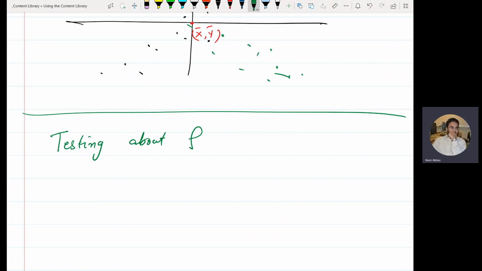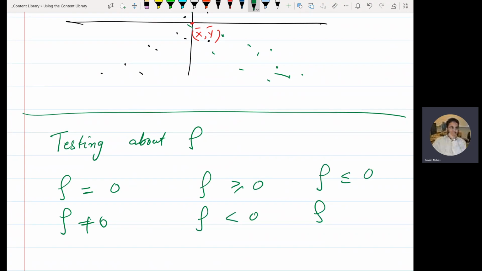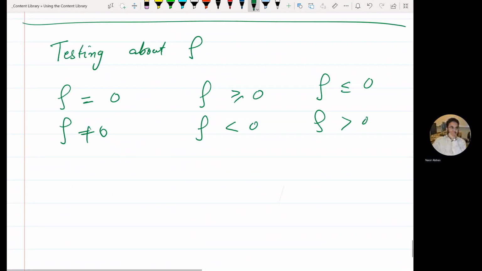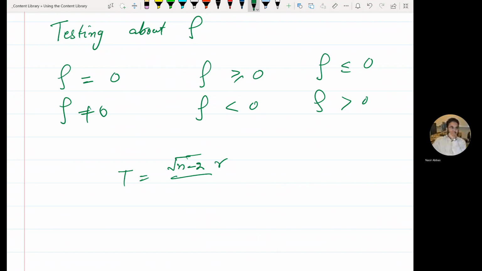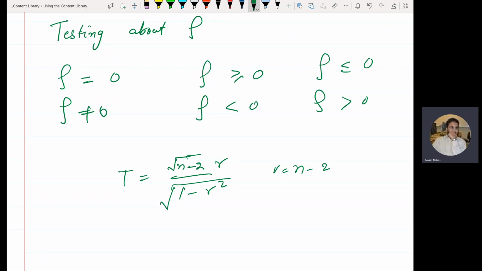Same hypothesis. I can be interested in rho equals 0, rho not equals 0, rho greater than equal to 0, rho less than 0, rho less than equal to 0, rho greater than 0. Same three types of hypothesis. And the test that is used to test this hypothesis is t-test. And this is the test statistic with n-2 degrees of freedom.